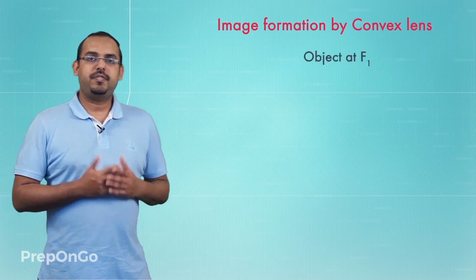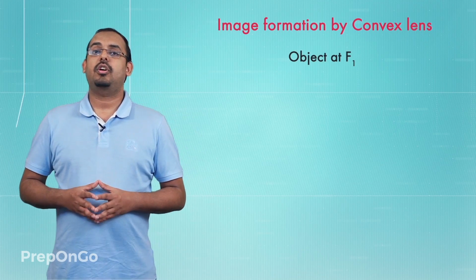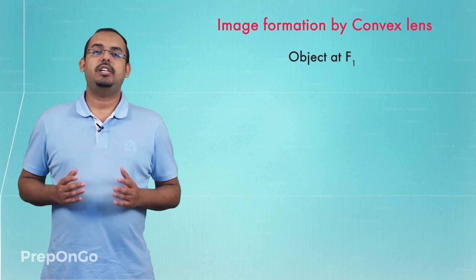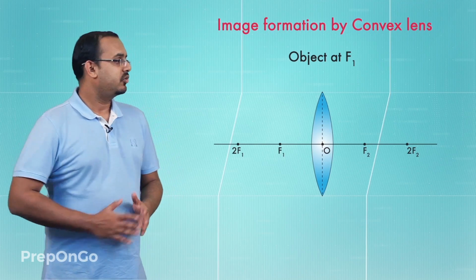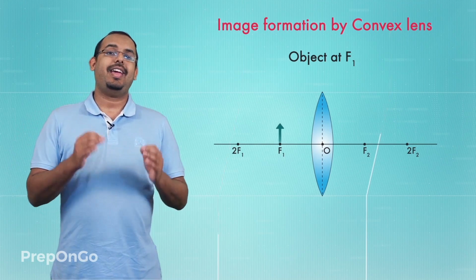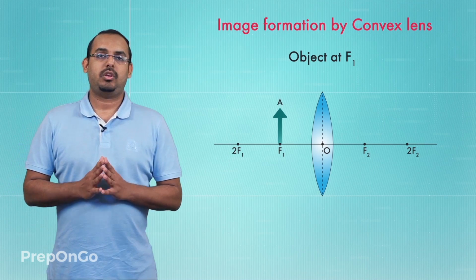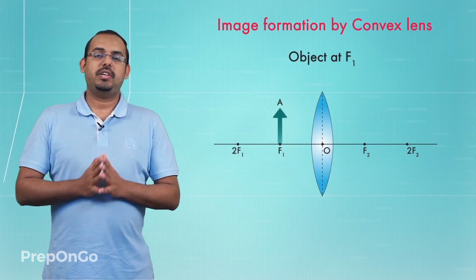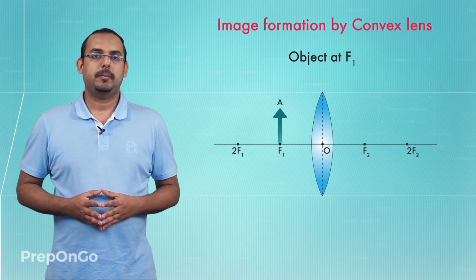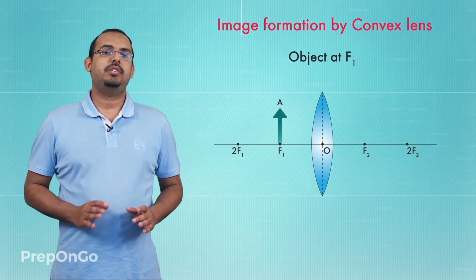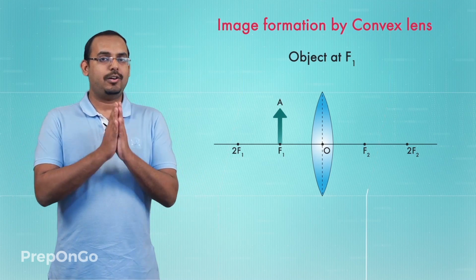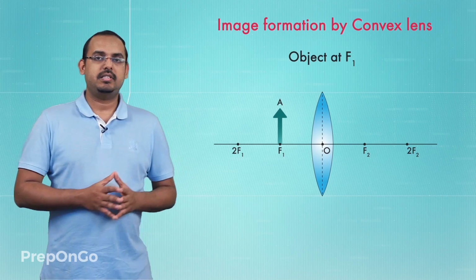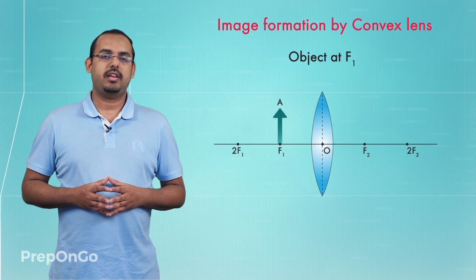Now let us move on to the fifth case of image formation with a convex lens. Now in this case, what we'll do is we'll move the object still closer to the convex lens. So in this case, we'll keep the object at f1 with respect to the convex lens. So we have kept the object at the focus of the convex lens. So now we have the position of the object with respect to the convex lens. Now again go ahead, give it a try. Try to draw the ray diagram that represents the image formation in this particular scenario.